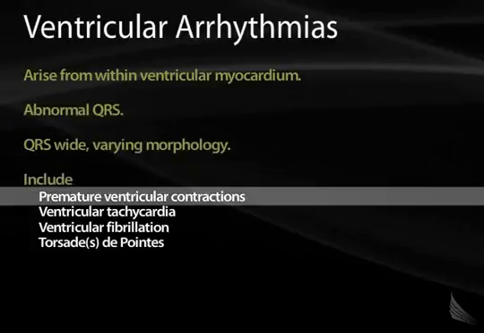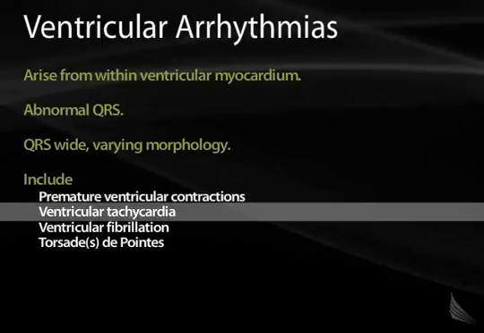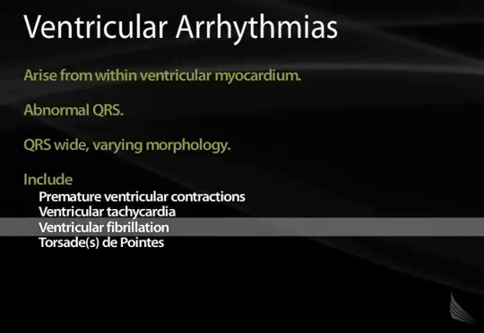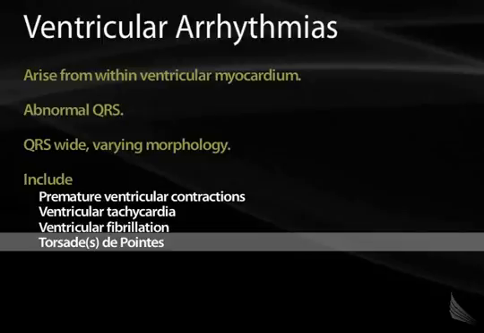Ventricular arrhythmias include PVCs, or premature ventricular contractions, ventricular tachycardia, ventricular fibrillation, and torsade de pointes, which is a type of ventricular tachycardia.